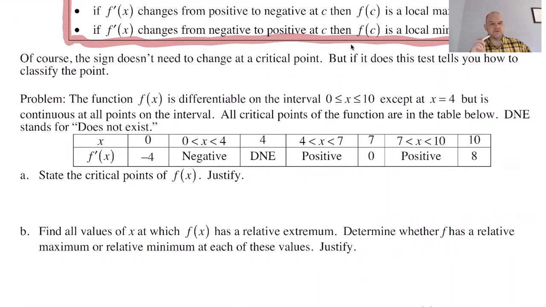All right, let's see if we can do this problem. The function f of x is differentiable on the interval from 0 to 10, except at x equals 4. So differentiable everywhere except at x equals 4, which if I didn't read further would tell me that I don't really know if it's continuous there. But then you keep reading, and it's continuous at all points on the interval. So from 0 to 10, the function is continuous, it's just not differentiable at x equals 4.